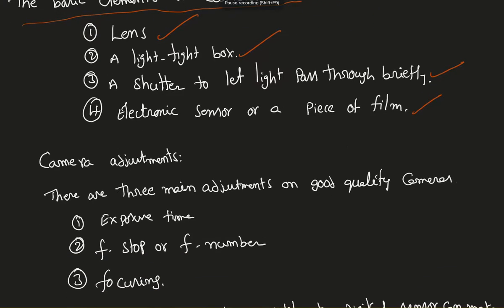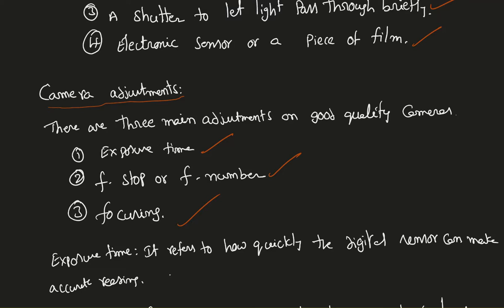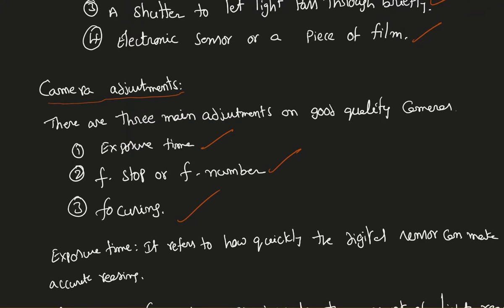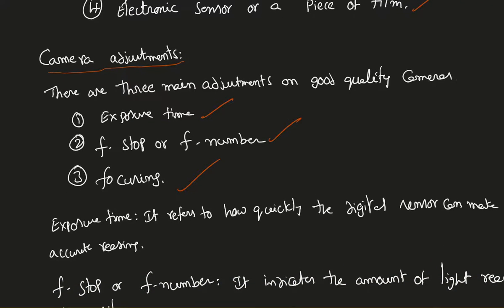Now, how do you define a good camera, or one that takes good pictures? It is based on exposure time, which is how long or how fast the shutter is closing and opening, and the f-stop or f-number, and focusing. Exposure time refers to how quickly the digital sensor can make an accurate reading. That's called exposure time.